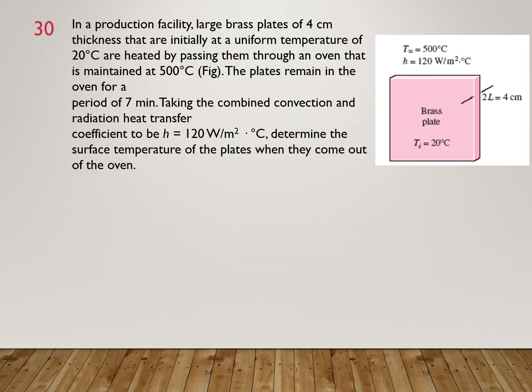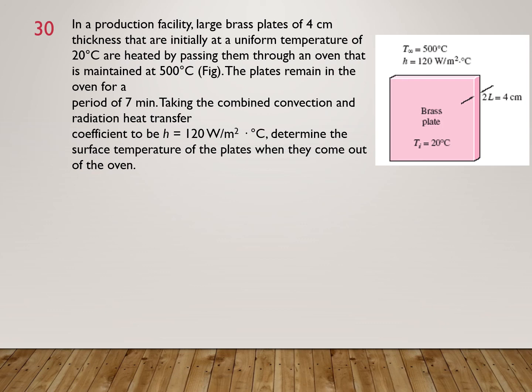So now we will discuss one simple numerical. The question is, in a production facility, large brass plates of 4 centimeter thickness, initially at a uniform temperature of 20 degrees Celsius, are heated by passing them through an oven maintained at 500 Celsius. So initial Ti is equal to 20 degrees Celsius and T infinity is equal to 500 degrees Celsius. The plate remains in the oven for a period of 7 minutes.